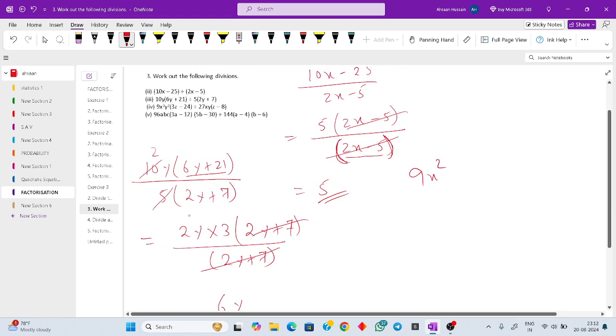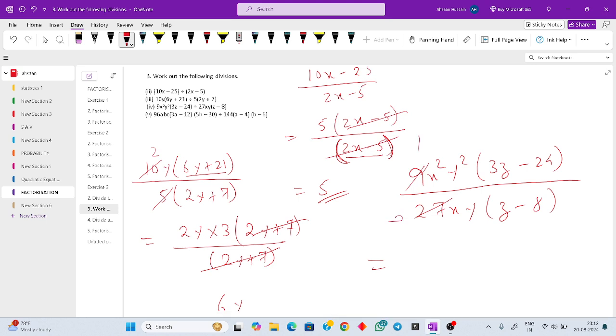And 9x square y square 3z minus 24 divided by 27xyz minus 8. So we can cancel 9 and 27 one times, 3 times.